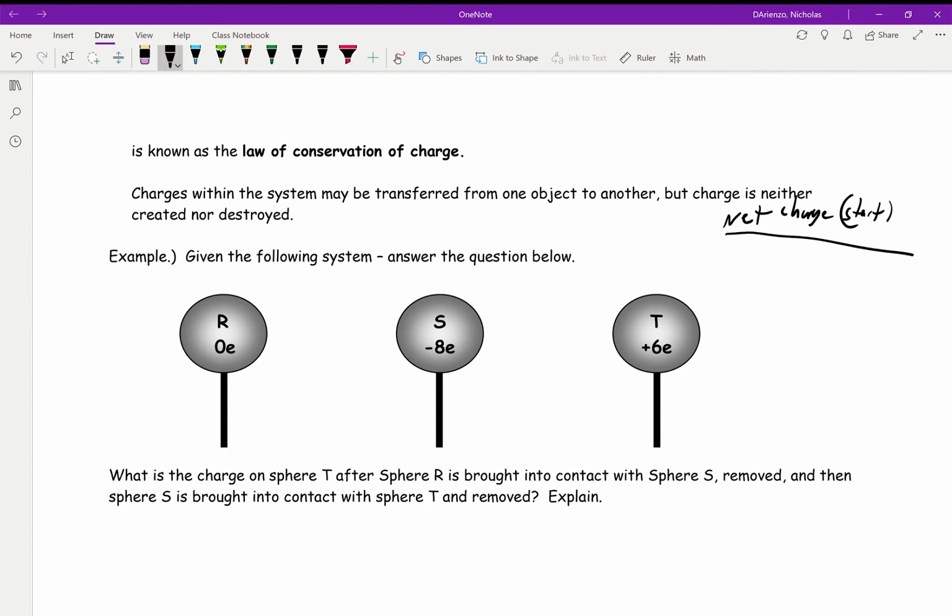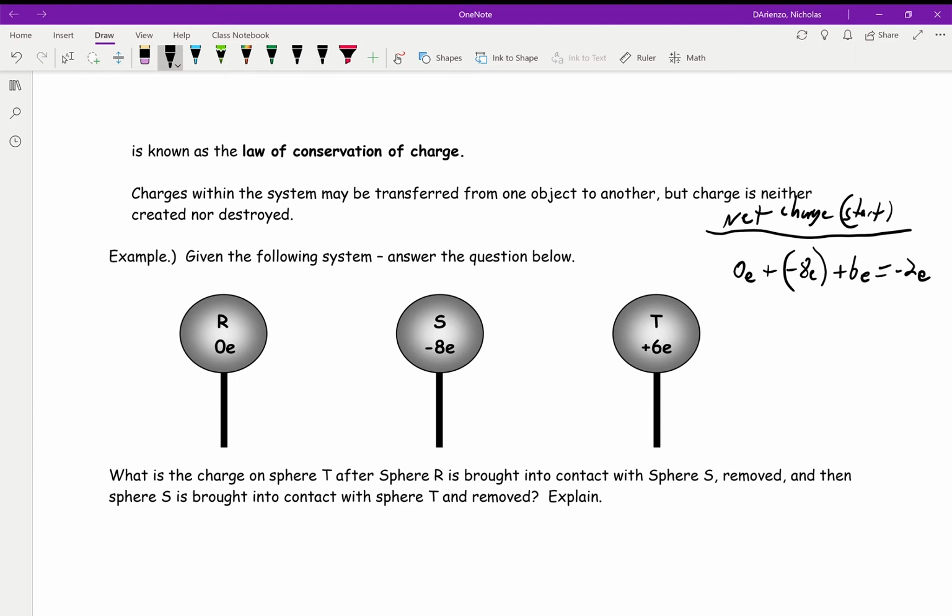So look at the net charge to start, and we're going to take the value of each one of these insulating spheres. We're going to add a -8e. That e is elementary charge, which is on your reference table on the front page. We have a +6 elementary charge. If we add up the charges of these three spheres, we get an overall net charge of -2e. And this is to start.